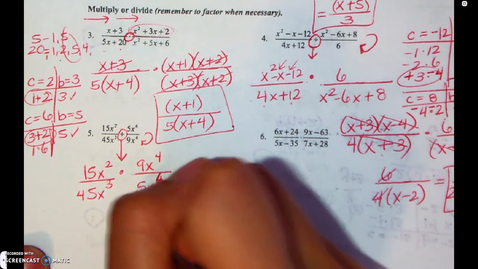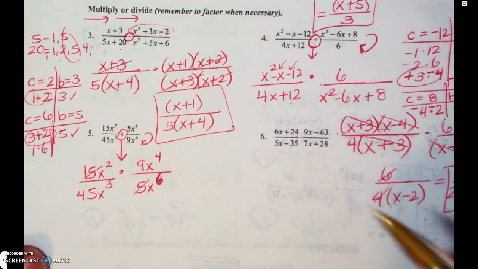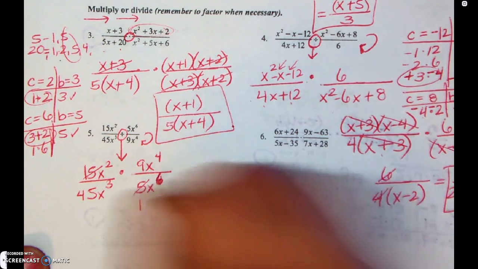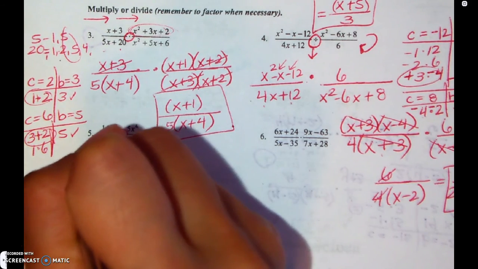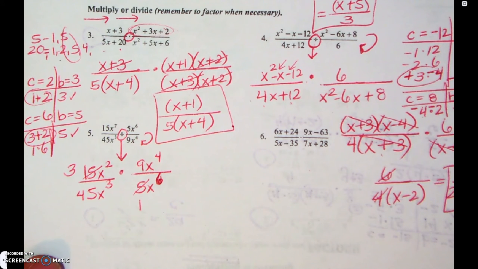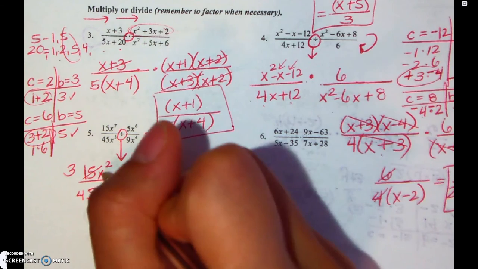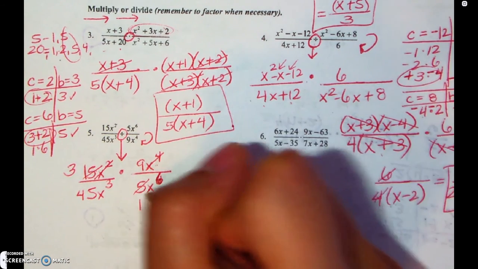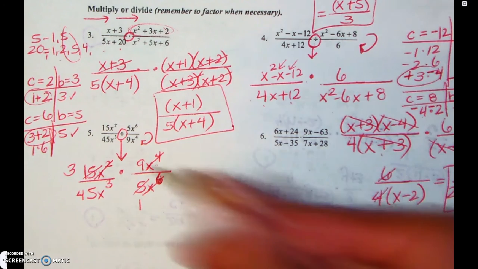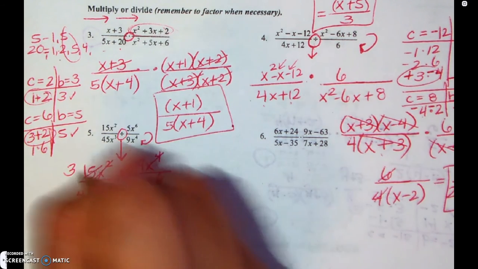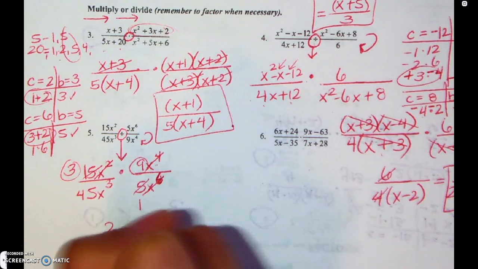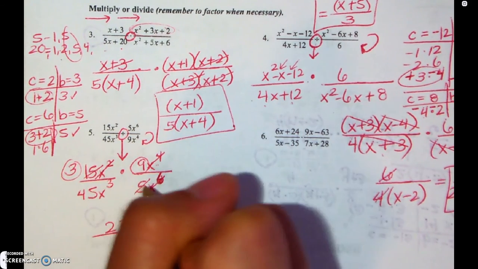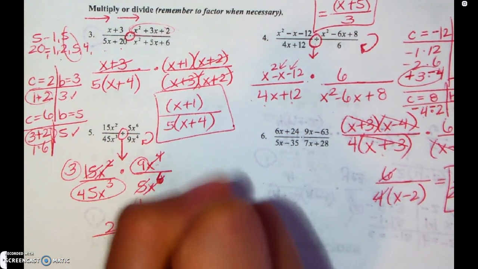I know the 5 and the 15 have 5 in common. 5 divided by 5 is 1, and 15 divided by 5 is 3. And that's probably about it. I know that I can eliminate 6 x's from the top and 6 x's from the bottom. And so now I'm left with 3 times 9, which gives me 27, over 45x cubed times 1.